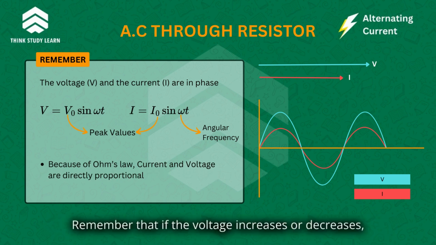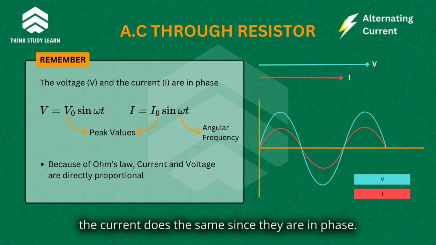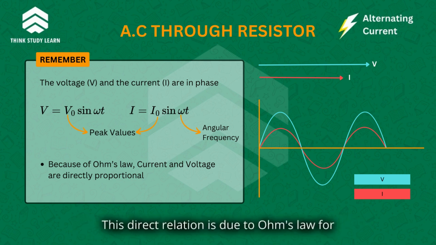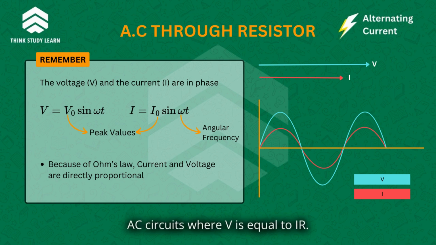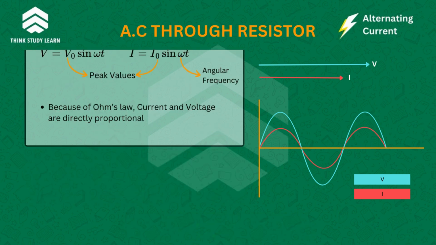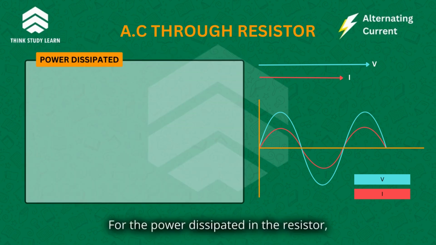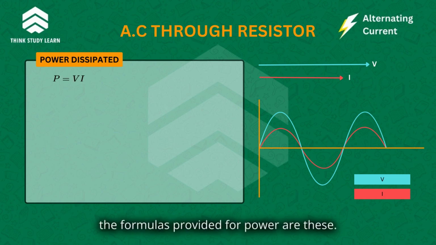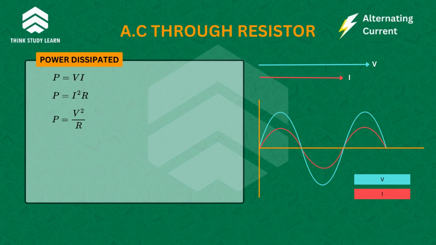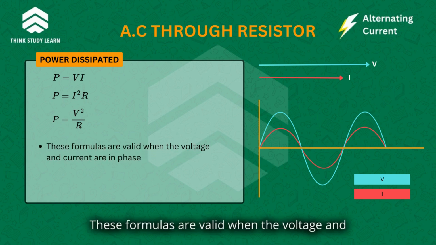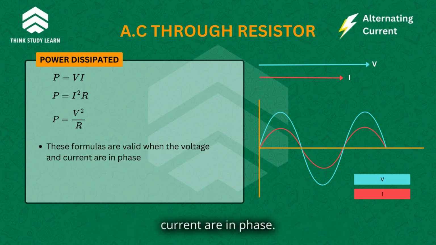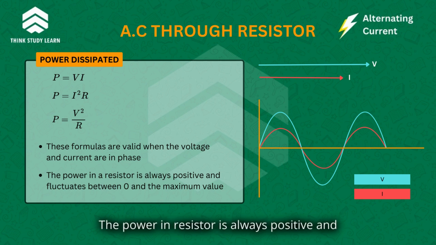Remember that if the voltage increases or decreases, the current does the same since they are in phase. This direct relation is due to Ohm's law for AC circuits, where V is equal to IR. For the power dissipated in the resistor, the formulas provided for power are these. These formulas are valid when the voltage and current are in phase. The power in a resistor is always positive and fluctuates between 0 and a maximum value.